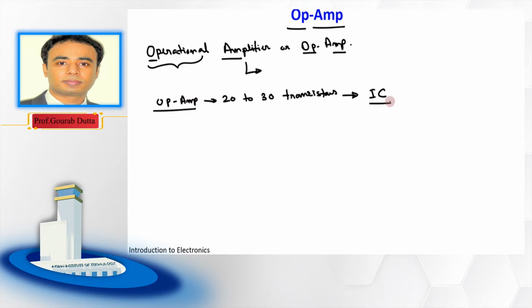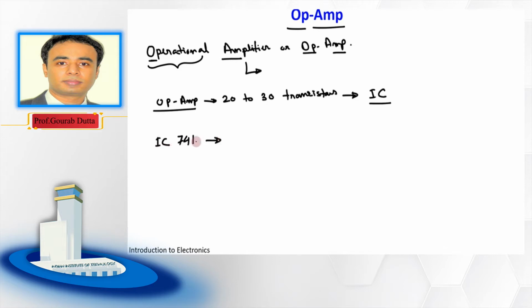You understood my point? Okay, so this op-amp as a circuit is not a very new circuit. In the late 1960s people used to use these op-amps, and one of the quite popular op-amps is IC number 741. In your laboratory course also you will be using this IC 741, right?